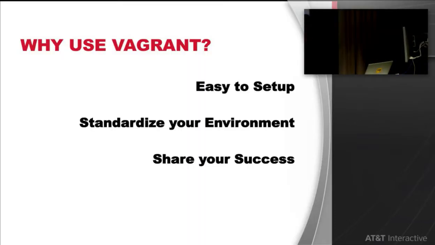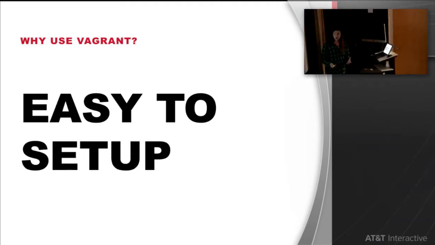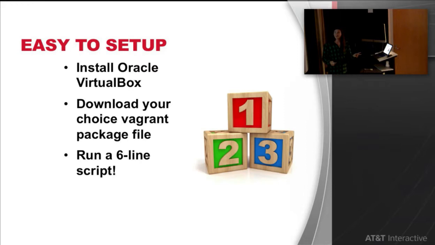Three reasons. It's easy to use, you can standardize your environment, and you can share your success very well. Easy to use. It's easy to set up. It is really, really easy to set up. This is the number one reason to use Vagrant. It takes three steps to do it. You install Oracle VirtualBox, you download your choice Vagrant package file, and then you run a six-line script.